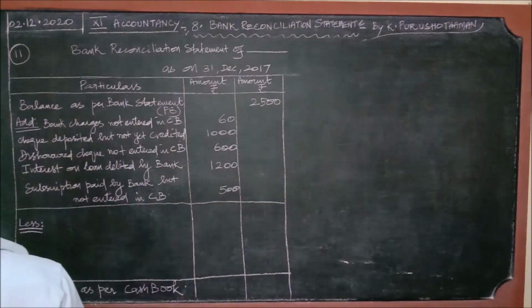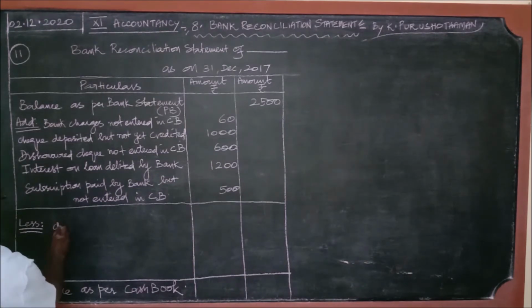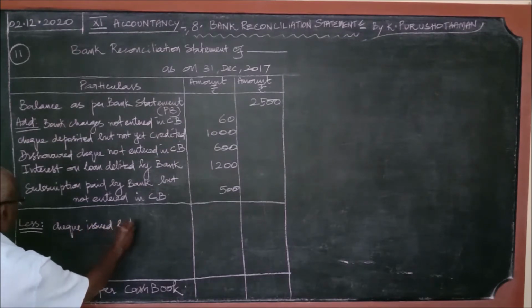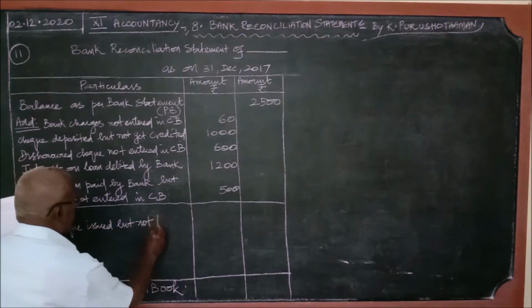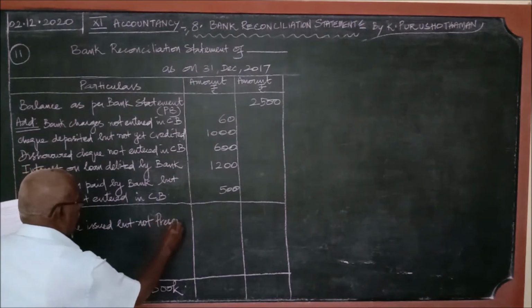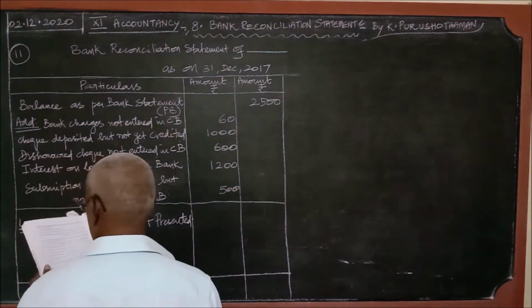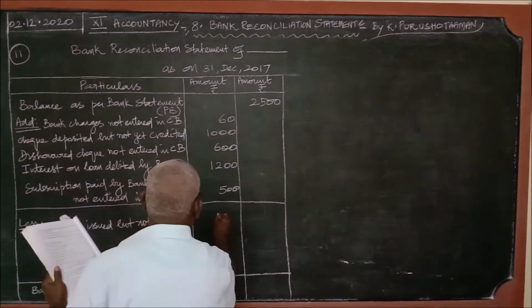The items to be minused. Check issued but not presented, 700.